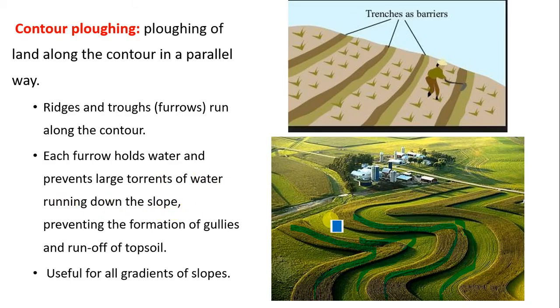Now, each furrow, that's each trough, holds water and prevents large torrents of water running down the slope. Each of these troughs acts like a mini valley that holds the water. So water will not be able to run down the slope because the ridge will block it like an embankment. Preventing the formation of gullies and runoff of topsoil is useful for all gradients, sorry. It's useful for all gradients, so whether it is steep or gentle, it's useful.